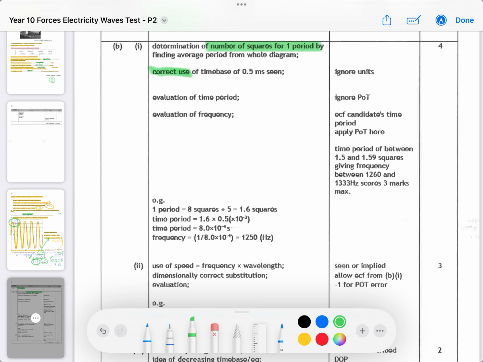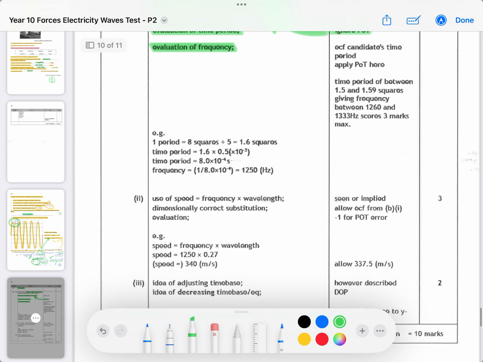It's a way of averaging, if you like. Then understand that it was 0.5 milliseconds, so make sure you know that you've got to change the 0.5 to 0.5 times 10 to the minus 3, and then therefore work out the period correctly. If you get the power of 10 wrong, which is not realizing that milliseconds need to be converted, you will lose 1 mark. And then 1 mark for calculating the frequency. And that's what I showed you before. And this is their way of doing the maths.